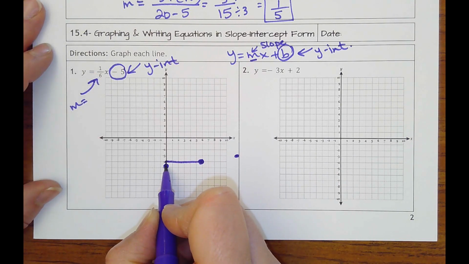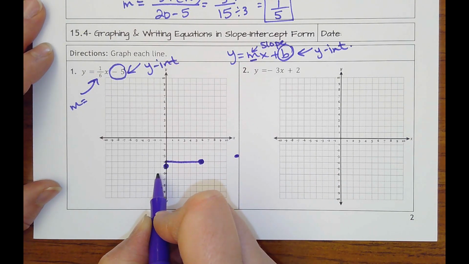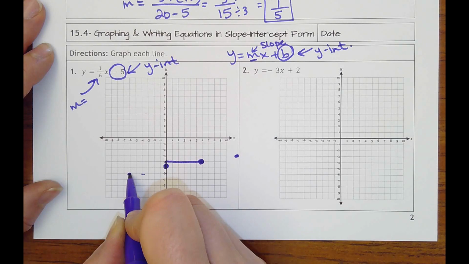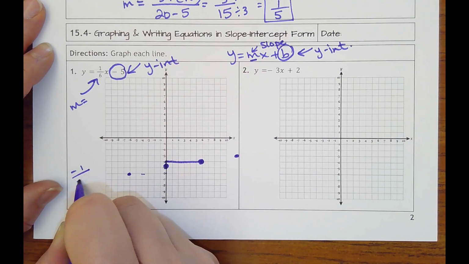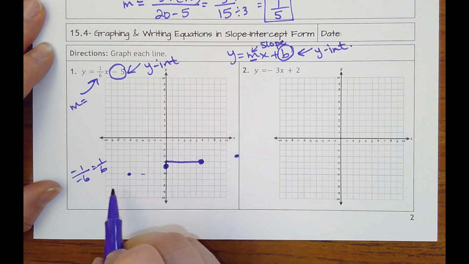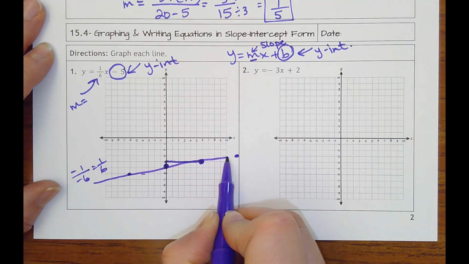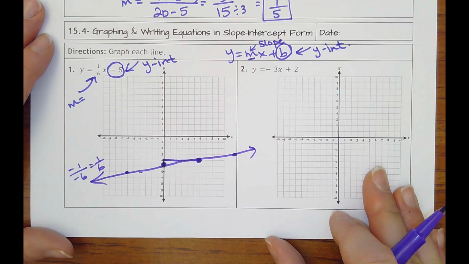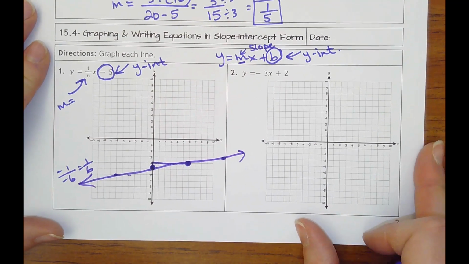The other thing is you could go down 1 and back 6, because that's going down, which is negative, and left, which is negative, which actually still turns into positive slope. So your line will look like this. On Delta Math, you just need 2 points, and it'll make the line for you.